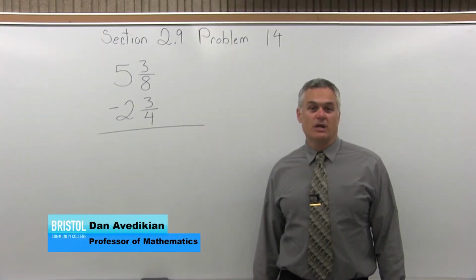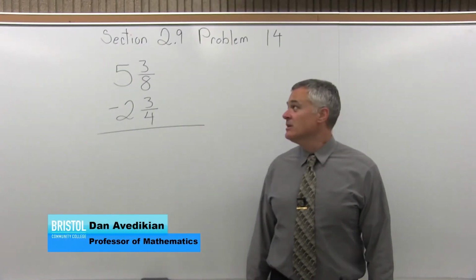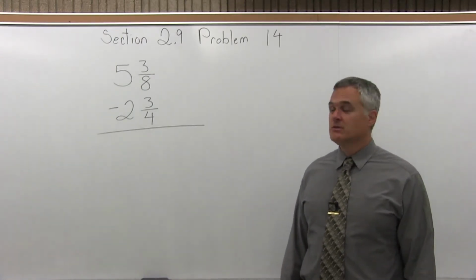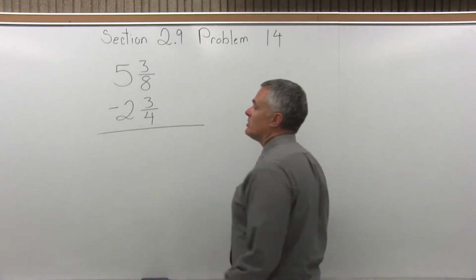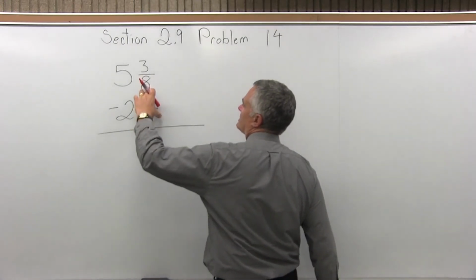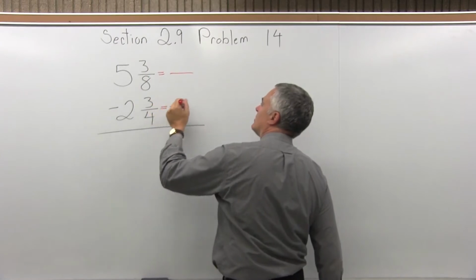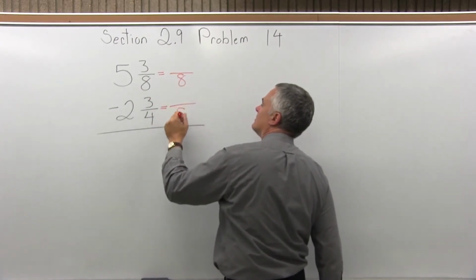This is Section 2.9, problem number 14. We have 5 3/8 minus 2 3/4. So I need to find the common denominator, and when my denominators are 8 and 4, 8's a good common denominator. So let's give them both a denominator of 8.